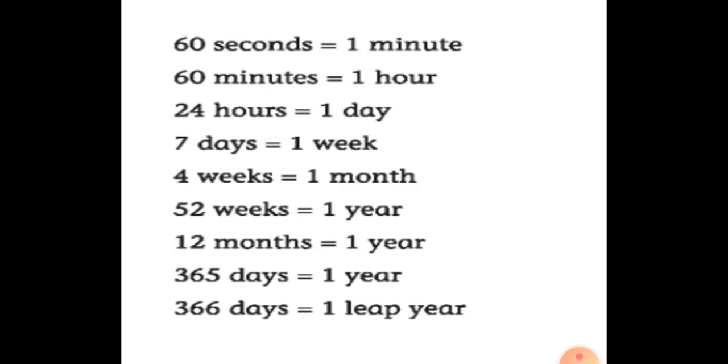So, here are some things we have to learn before going to the class. 60 seconds equal 1 minute, and 60 minutes equal 1 hour. 24 hours equal 1 day, and 7 days equal 1 week. 4 weeks make 1 month, and 52 weeks make 1 year. 12 months equal 1 year, and 365 days equal 1 year, and 366 days is a leap year.